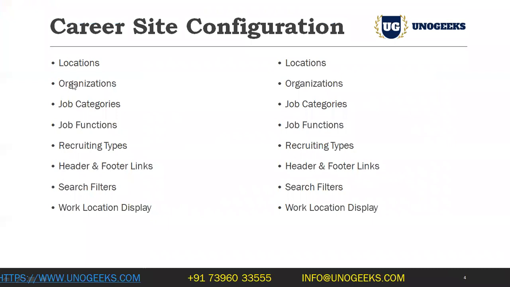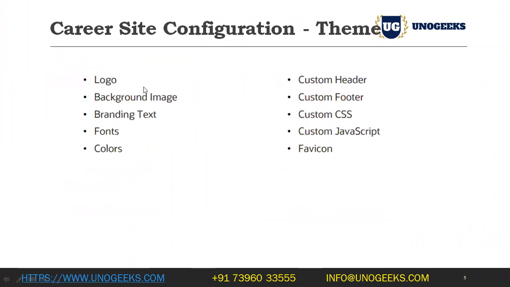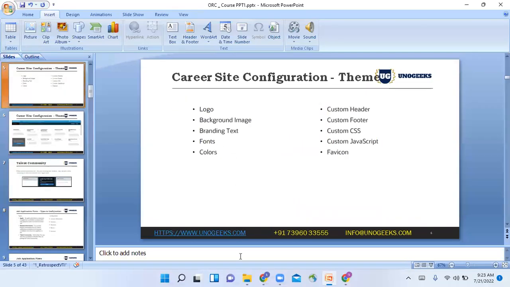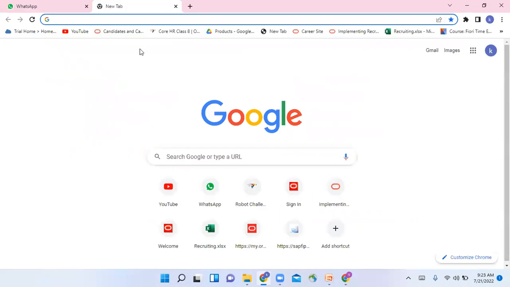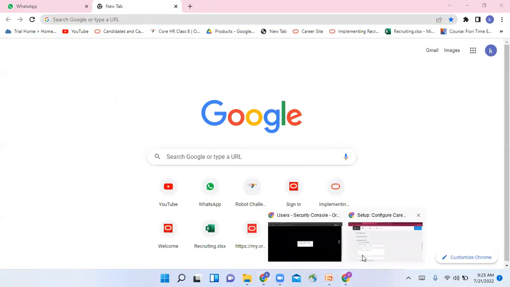As of now, we have seen locations, organization, functions and all. Tomorrow we'll start with the header and footer links. These search filters, work location, display and all, we have already completed. I have repeated the same here, so I will remove that. Tomorrow we'll complete the logo, background image, texting and all. Everything is customizable. I will show you now, but it's not a very big concept.